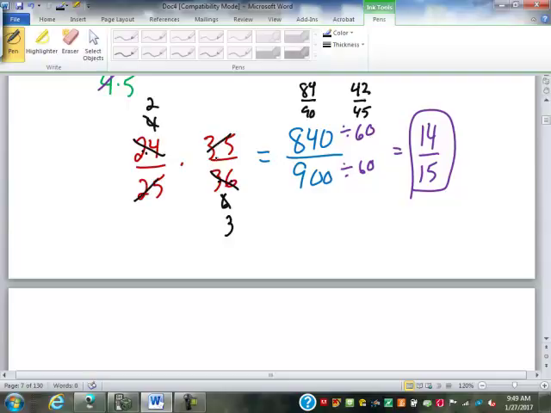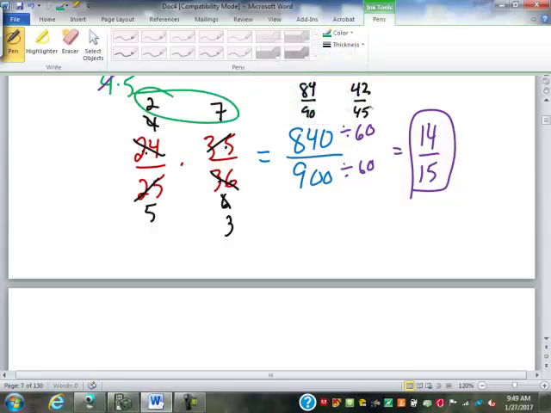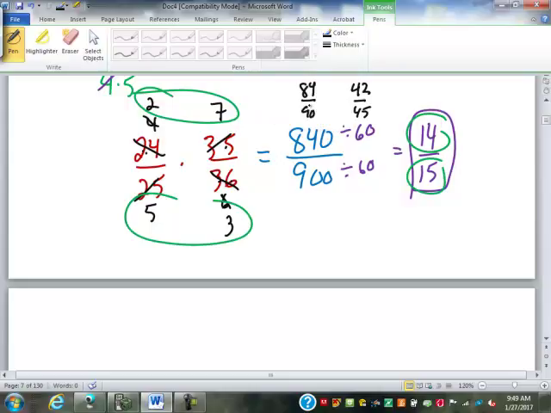25 and 35 can both be divided by 5. 25 divided by 5 is 5. 35 divided by 5, careful, 7. There you go. I know, it's Friday. There's 2 times 7 is 14, and 5 times 3 is 15. So we get there with the reduced answer. And to me, it's easier to reduce before I multiply.